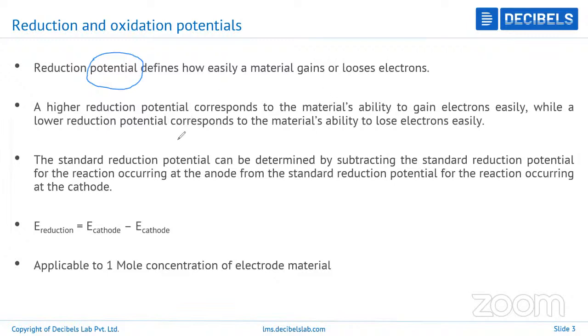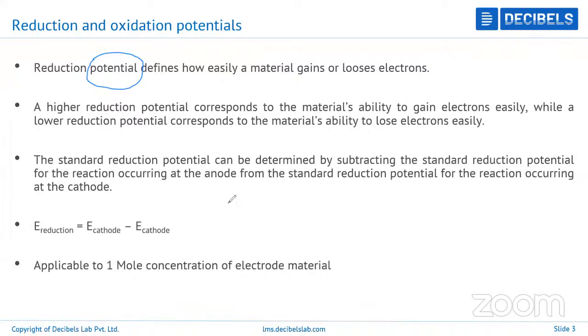A higher reduction potential corresponds to a material's ability to gain electrons easily. That means the more positive the value, the more easily it can gain electrons. And lower reduction potential would mean the material has a good ability to lose electrons easily. That we will see in the electrode potential chart in the next slide. So this is the simplest definition of reduction potential and oxidation potential. Oxidation potential is nothing but the opposite of reduction potential, so a low reduction potential would mean a high oxidation potential. That's the simple terminology, what these two mean, and the difference between these two terms.